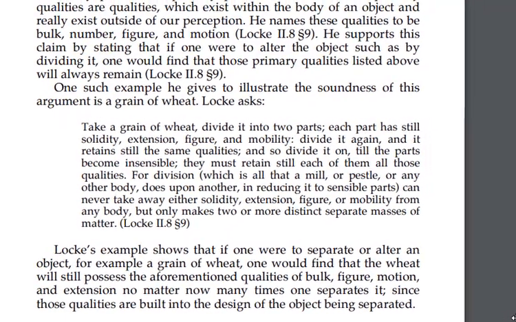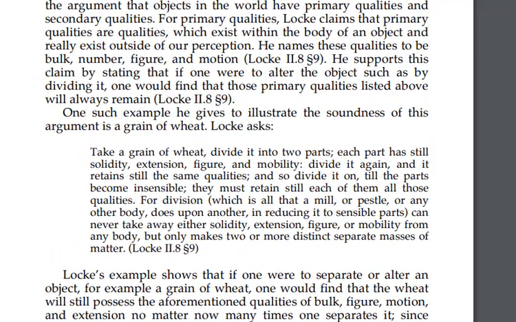I found this in a scholarly article where Locke gave an example, which I thought was very interesting. Take a grain of wheat, divide it into 2 parts. Each part still is solid. It has extension, which means it has length, it has figure, it has shape, it has mobility. Divide it again, it still remains the same qualities. The point is, at some point, though, when you break it down, the parts become insensible. They become so small that a person cannot measure them.